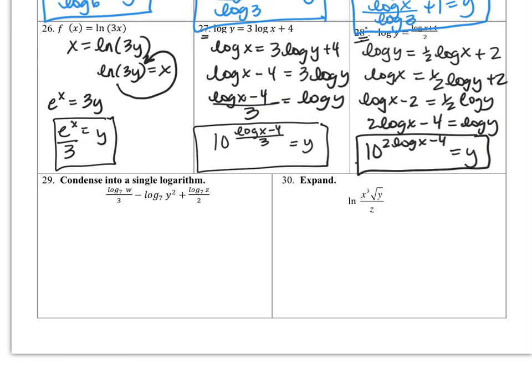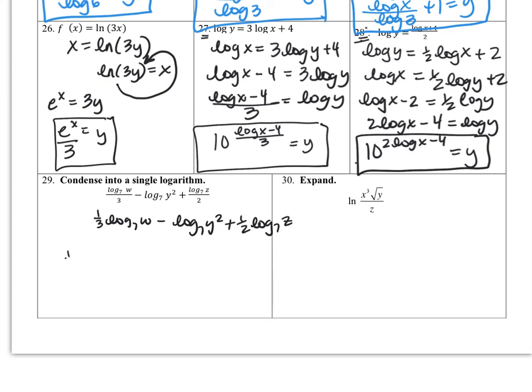Okay, so condense into a single logarithm. All right, let's write this as 1/3 log base 7 w minus, oh, that one's already done for us. I'm going to just leave it. Plus, this would be 1/2 log z, I should have written it over, I'm running out of room, running into the other problem. Sorry about that, y'all.